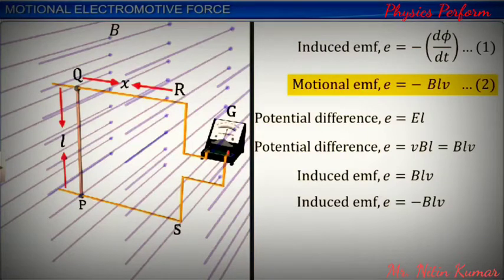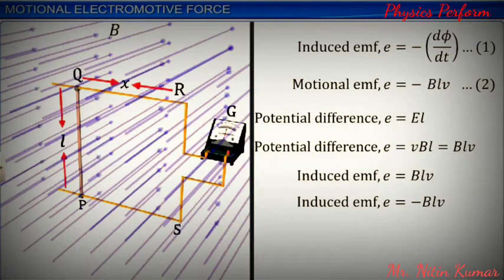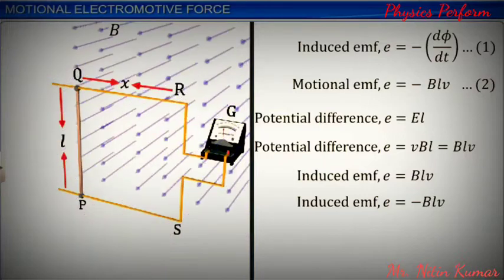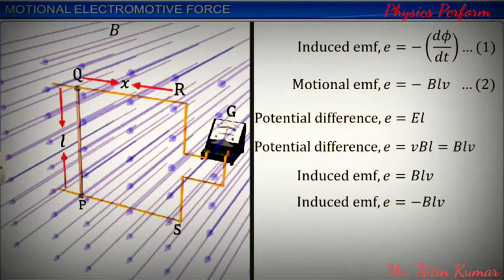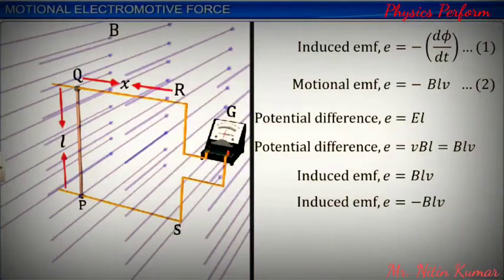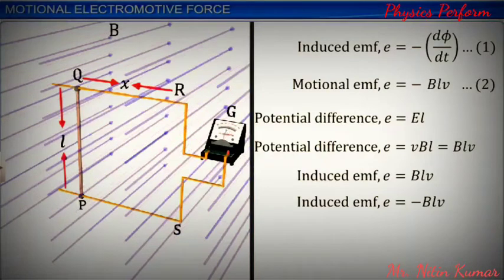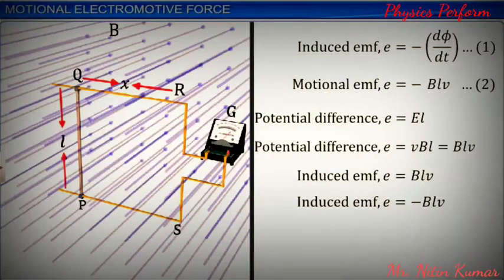Now, consider the case when the conductor PQ is stationary in the magnetic field, but the magnetic field varies with time. That is, its magnitude or direction, or both magnitude and direction, are changing with time. Since the conductor is at rest, its velocity v is equal to 0, and as seen earlier, the magnetic force FB equal to QVB is 0.